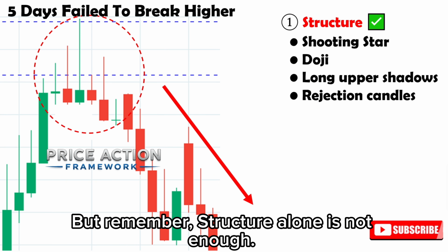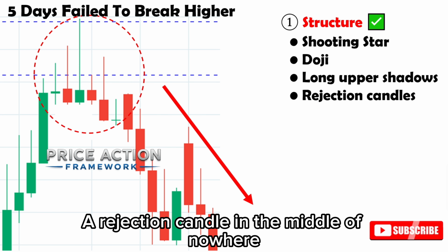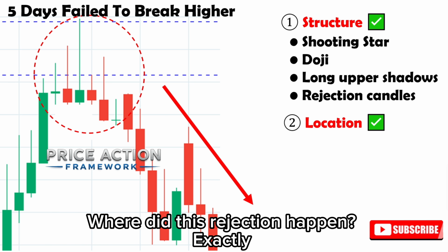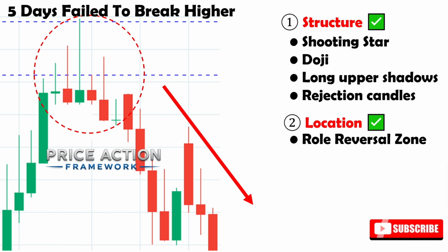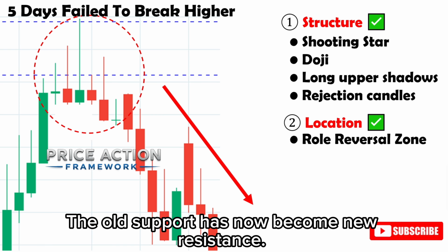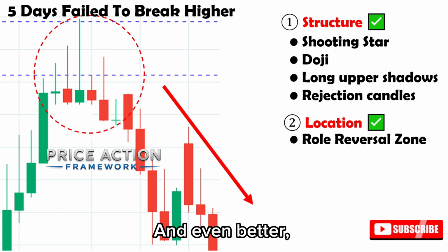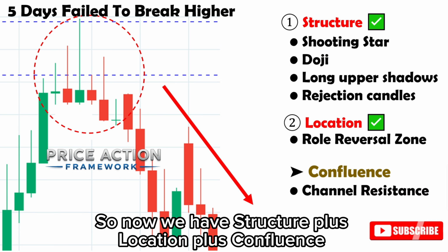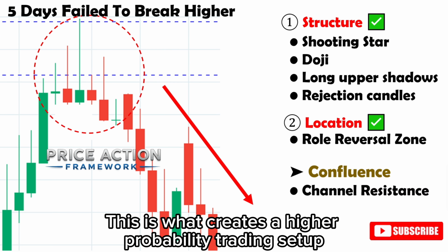But remember, structure alone is not enough. A rejection candle in the middle of nowhere doesn't give us a strong setup. We also need the second piece of the puzzle: location. Where did this rejection happen? Exactly at the role reversal zone. The old support has now become new resistance. And even better, this area also aligns with the upper channel resistance. So now we have structure plus location plus confluence. This is what creates a higher probability trading setup.